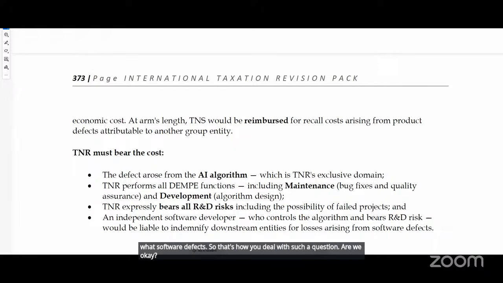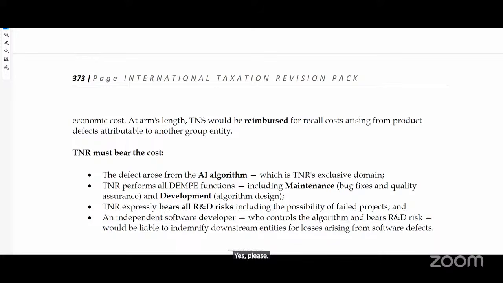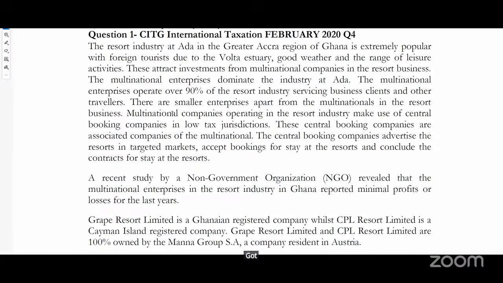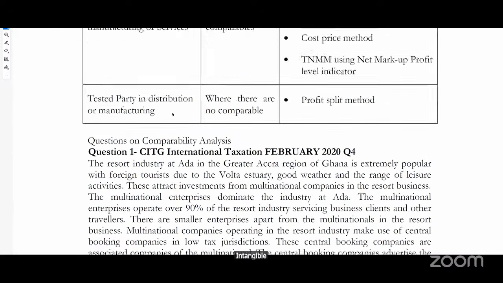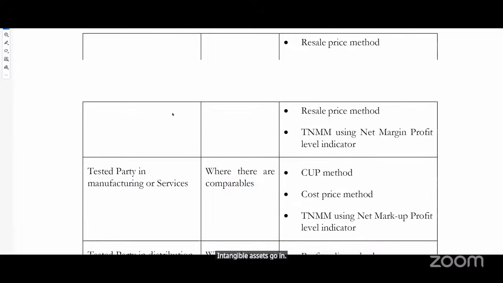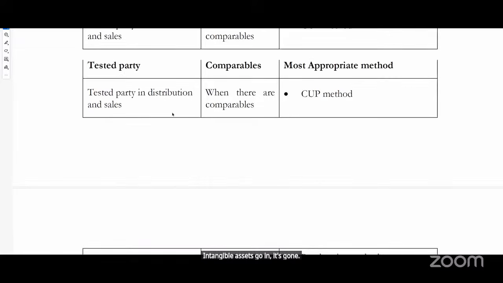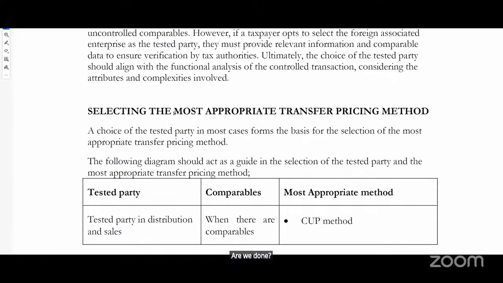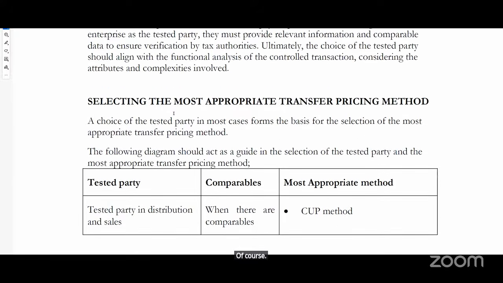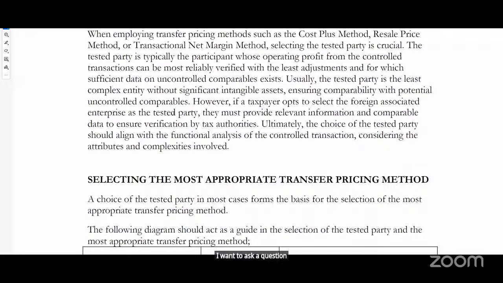Yes, please. Good. So we are done with intangible assets. Yes, please, I want to ask a question. Feel free.